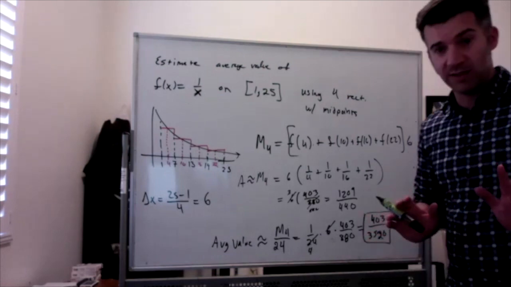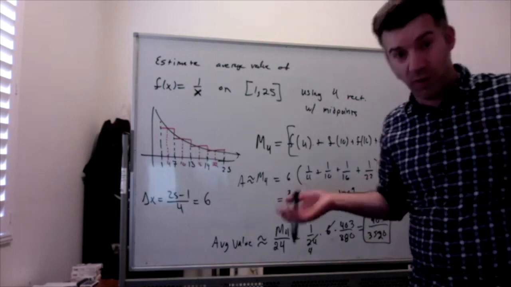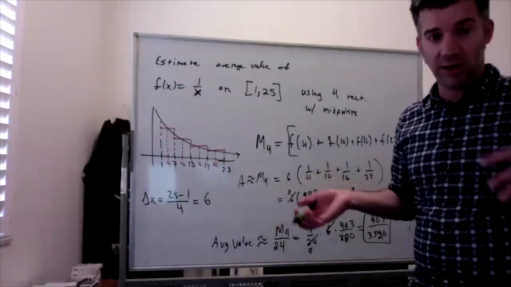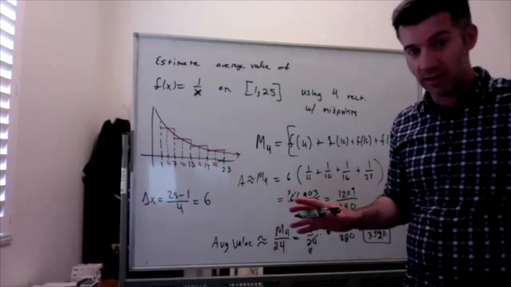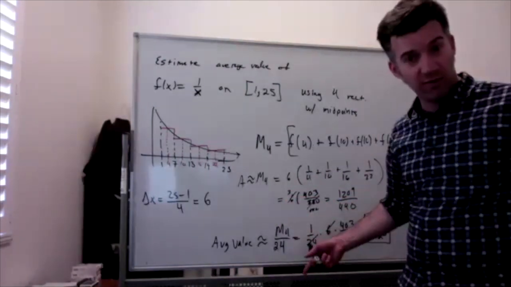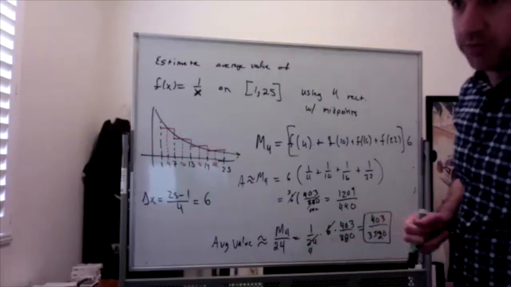But the whole point of this is just that if you know how to calculate or approximate the area, you know how to calculate or approximate the average value. It's dividing whatever you got by the length of your interval. Cool.